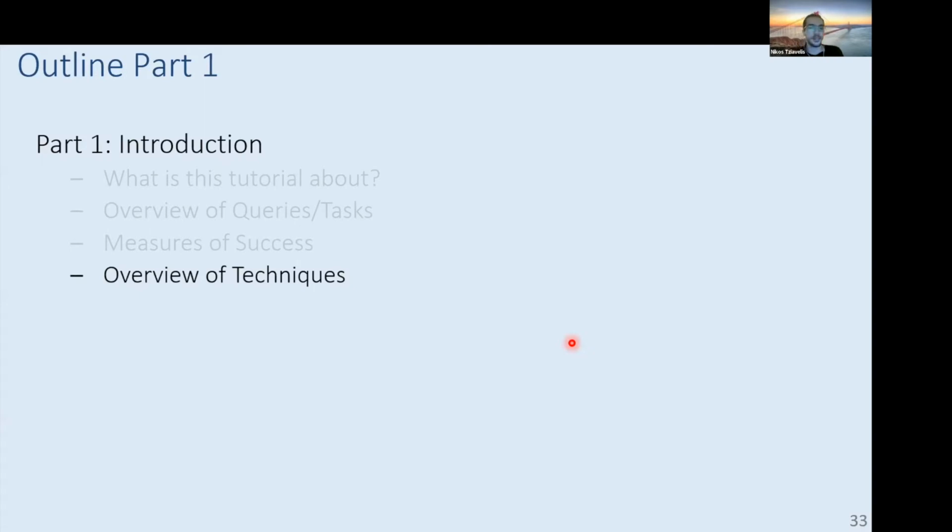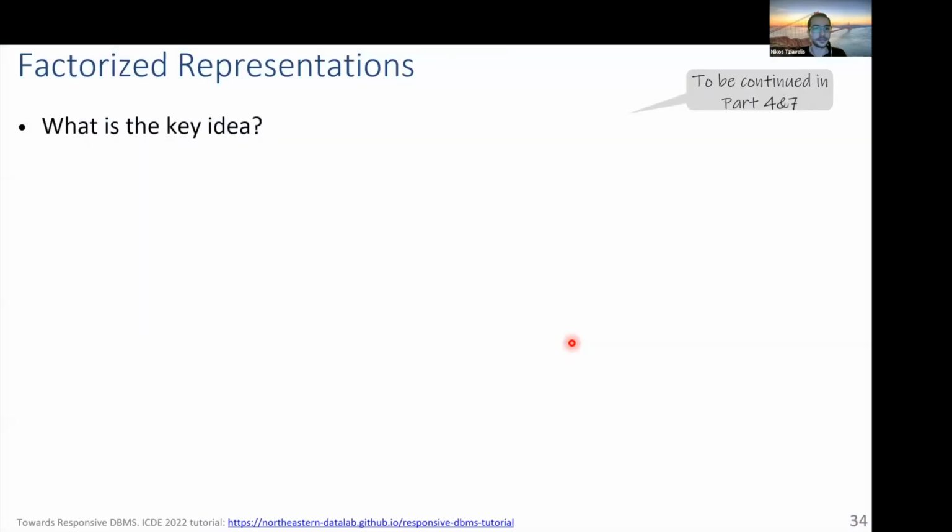Okay, now let's look at an overview of all the techniques that we will be discussing in the tutorial. I will be giving the high-level ideas, so basically what the technique is and why we care about it. Why is it useful? And we will discuss in the later parts more details about these techniques.